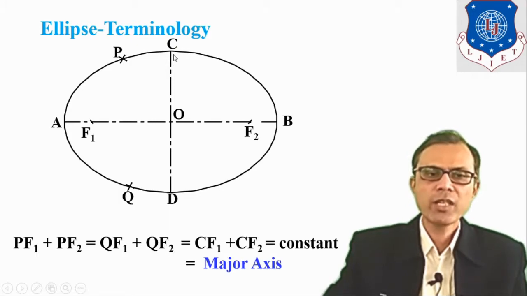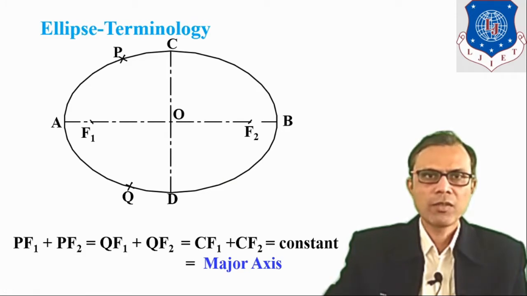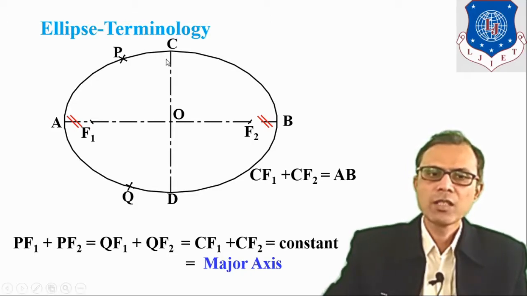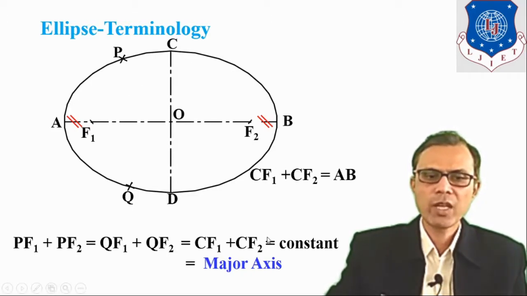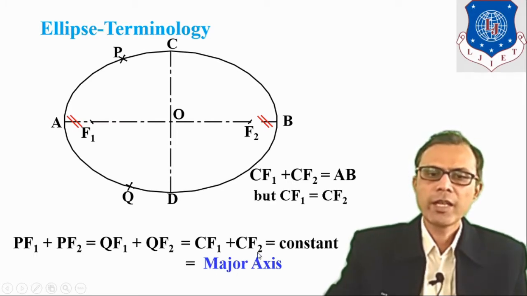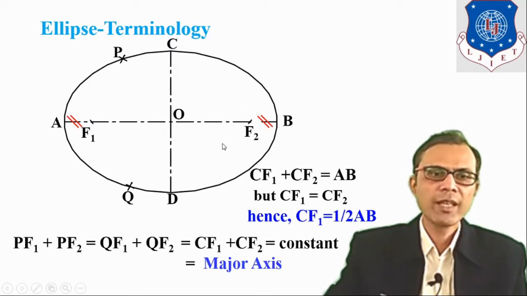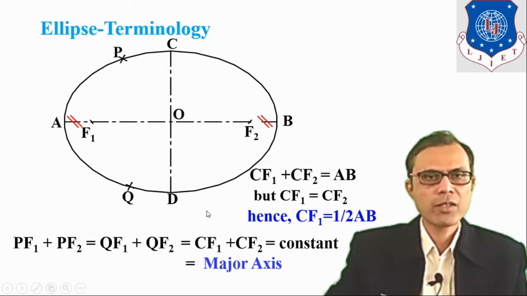Similarly, C is also on the ellipse, so CF1 plus CF2 is also equal to the major axis. That is the relation which is required to be remembered. Now CF1 plus CF2 is equal to AB, and CF1 is equal to CF2. So we can say that either CF1 or CF2 is equal to half of the major axis. These are the relations or equations which are required to remember.